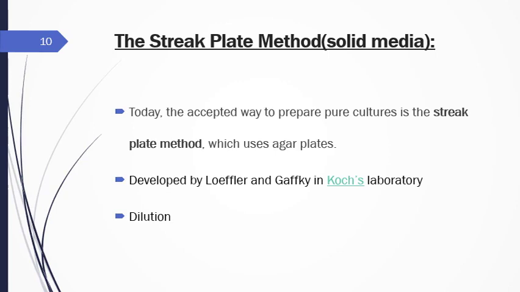The dilution or isolation by streaking method was first developed by Loeffler and Gaffky in Koch's lab, which involves the dilution of bacteria by systematically streaking them over the exterior of the agar in a petri dish to obtain isolated colonies, which will then grow into the number of cells or isolated colonies.